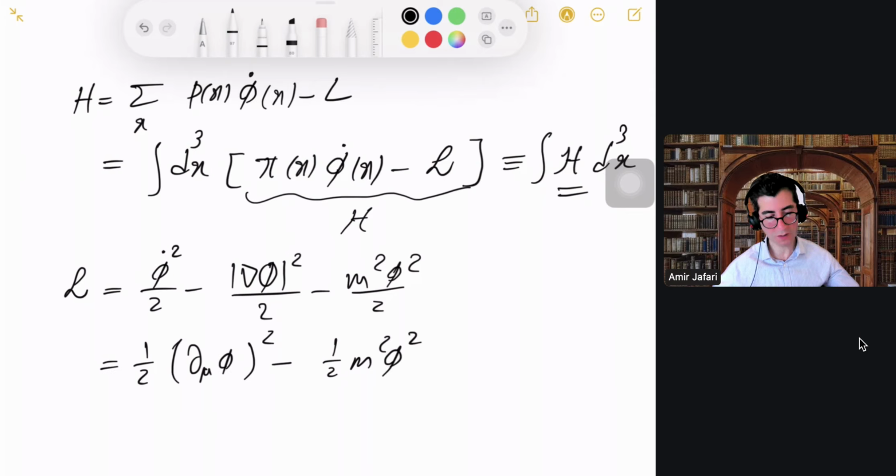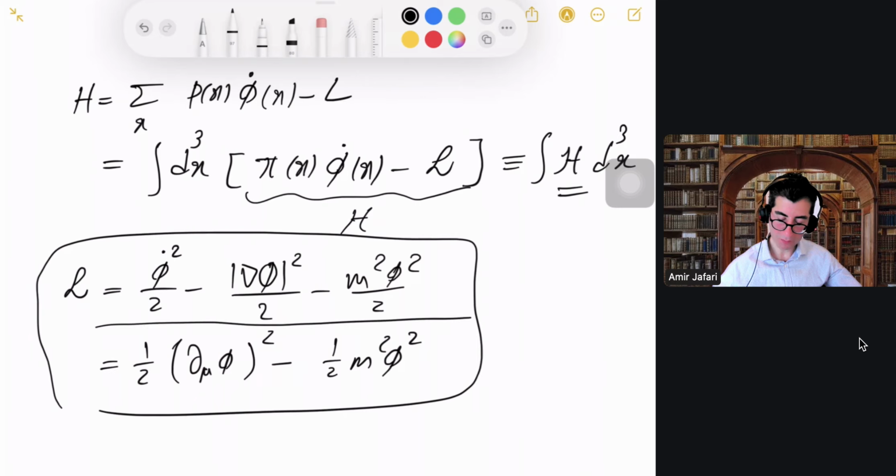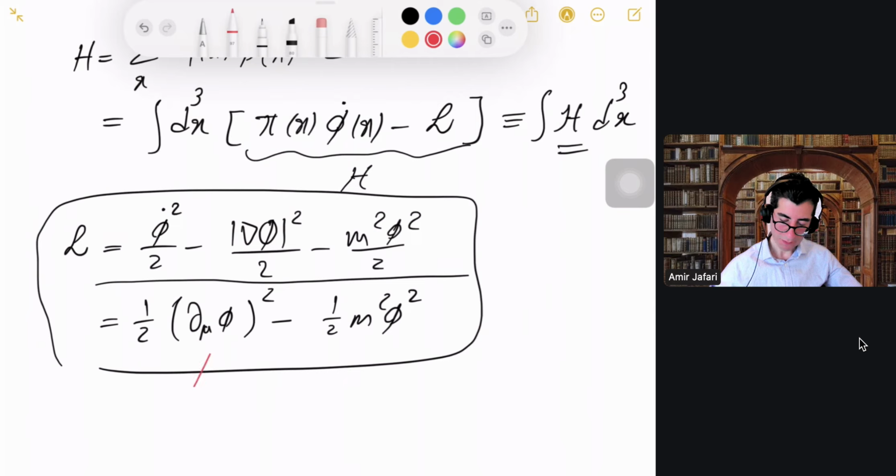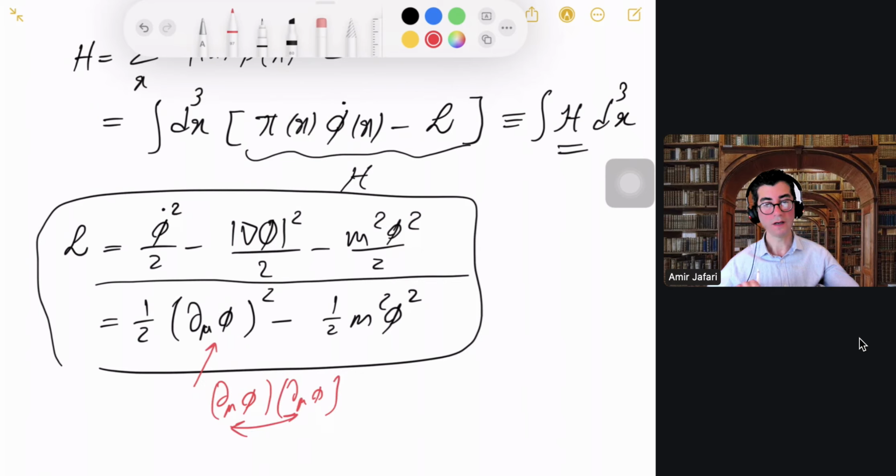Actually, I tried to follow my notation from the previous lecture. So this is the Lagrangian I wrote previously. Now we are writing this, and this means basically this is d mu phi. When you have two of them, it means that you're summing over this index, and this index goes from 0, 1, 2, up to 4. The spatial components, and 0 is the time component in relativity. Okay, so it's the Lagrangian for the Klein-Gordon equation.